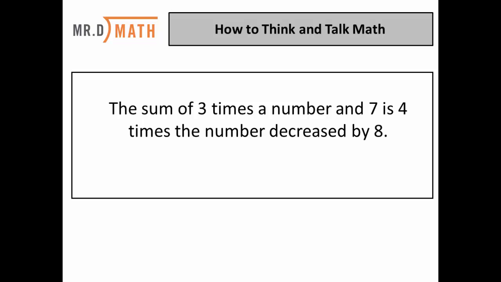The sum of 3 times the number and 7 is 4 times the number decreased by 8? What in the world is that saying? There's no question. You just said look for the question, but I don't even see a question. All that is a statement. What am I supposed to do with that? The whole idea is to translate it into math so you know what to do with it.